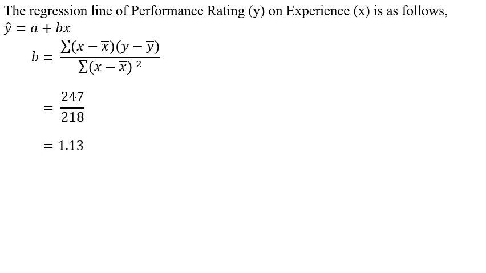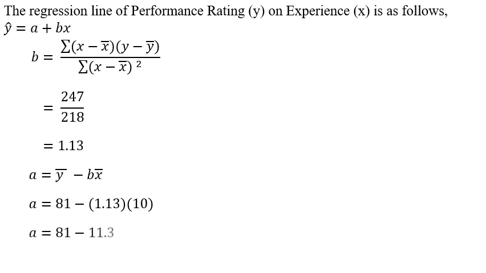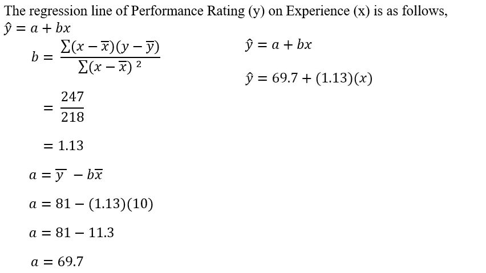Now that is the value of B, which we will put into our equation of A, where Y bar is 81 minus 1.13 into the X bar 10. That would give us 81 minus 11.3. That would give us A is equal to 69.7. So B is 1.13, A is 69.7, and that we will put into our regression equation, and it will look something like this. Now it was said that the experience is 7 years.